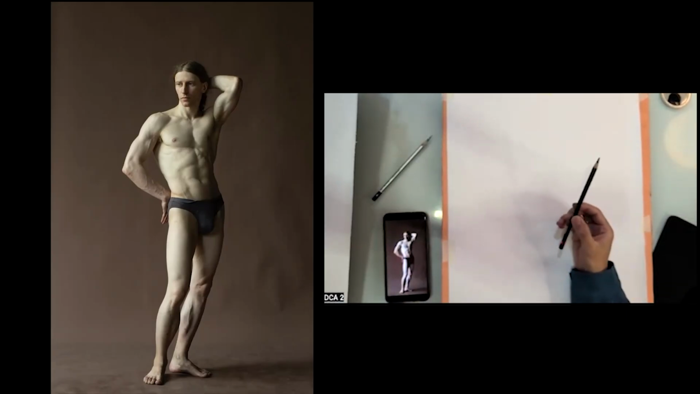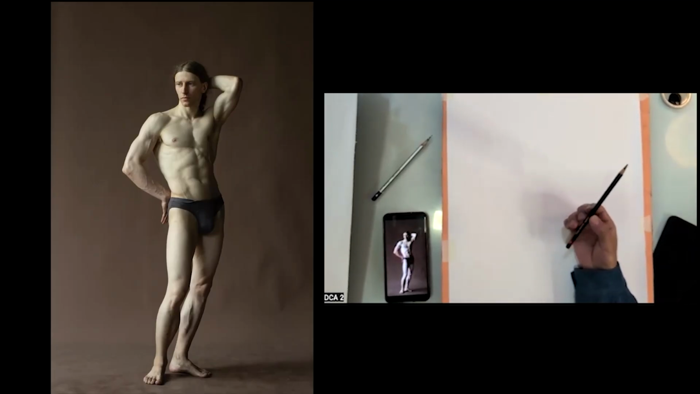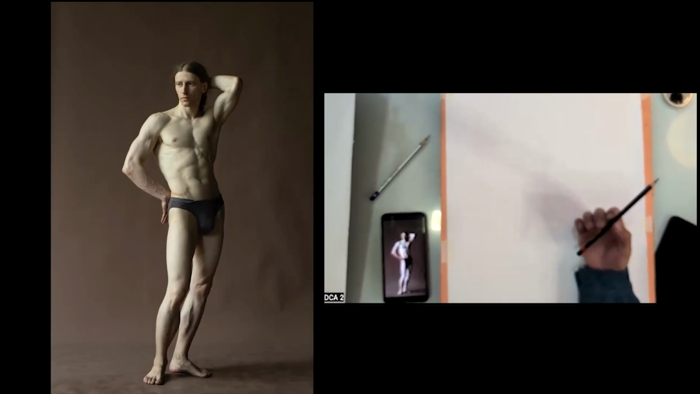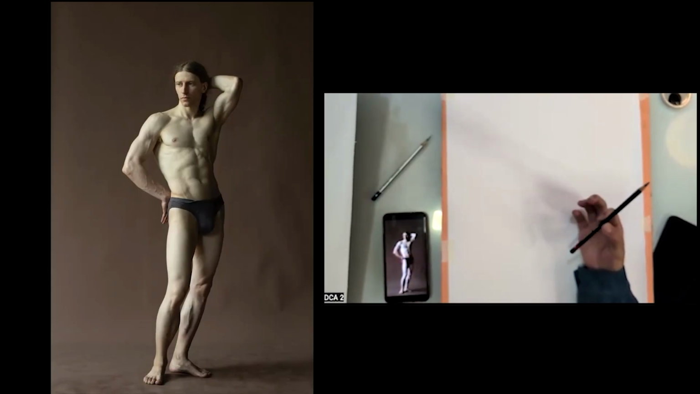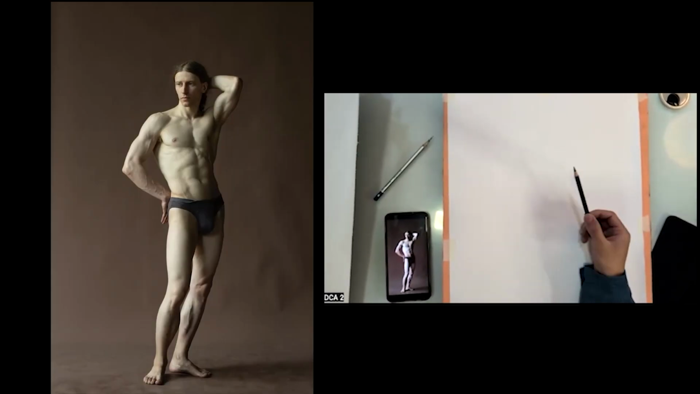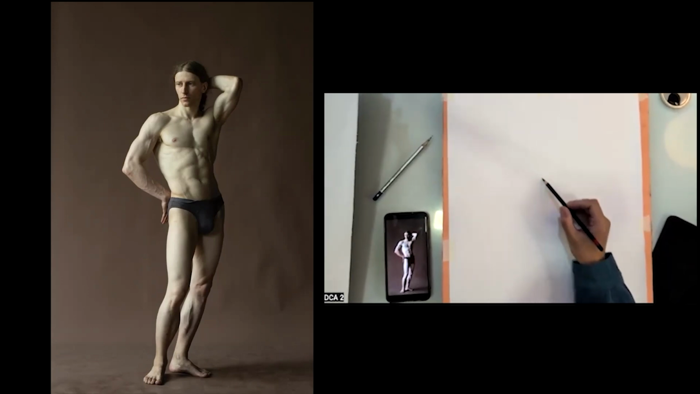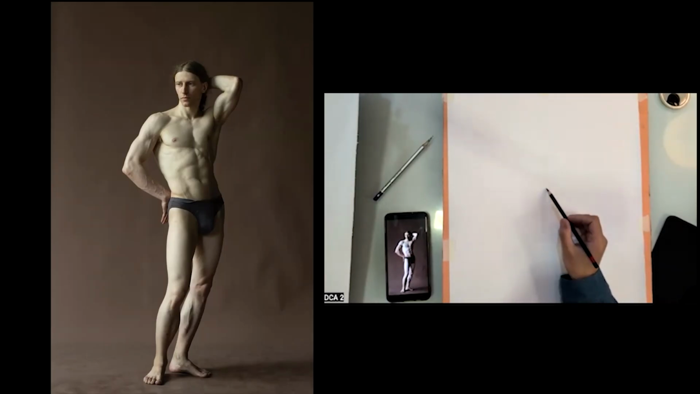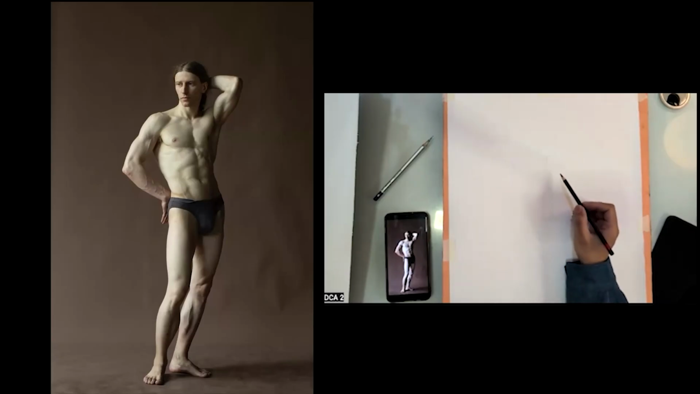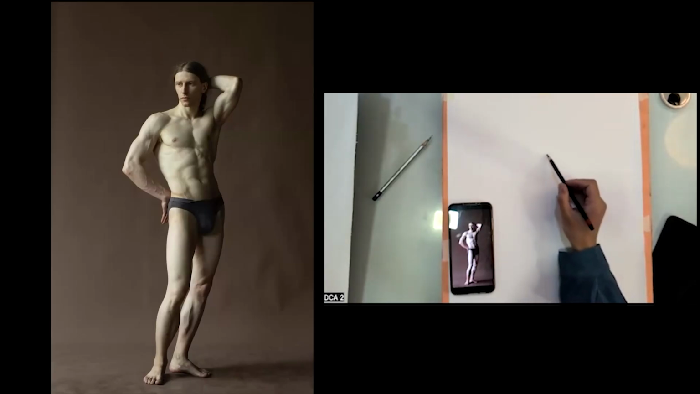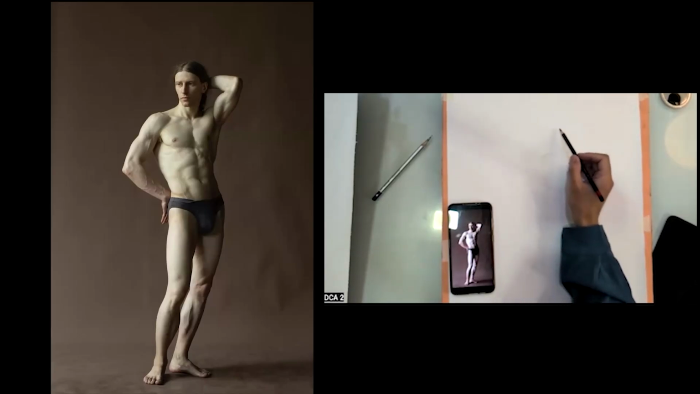So like I said, I'm just using an 8B pencil. Now, in order to draw this, what I will first do is focus mostly on the shape first. I won't go into details at all. I'm also trying to see at the same time which direction my reference is looking at.